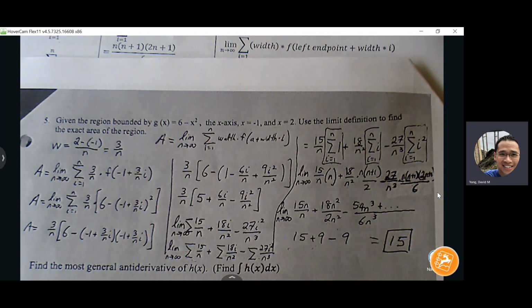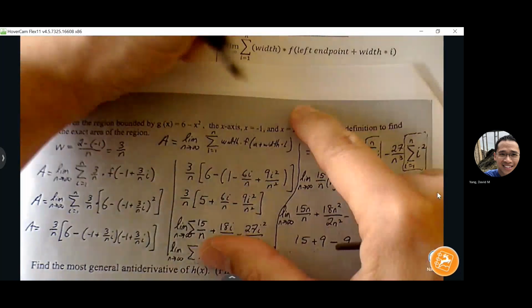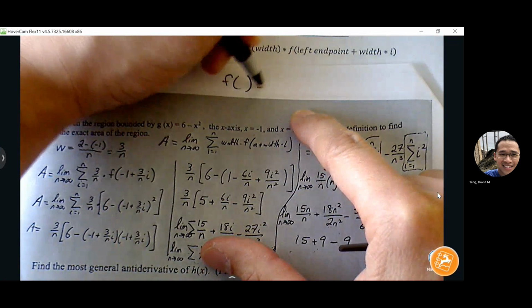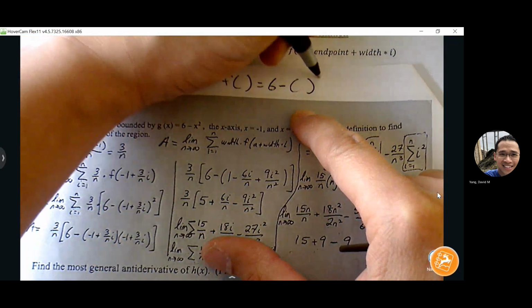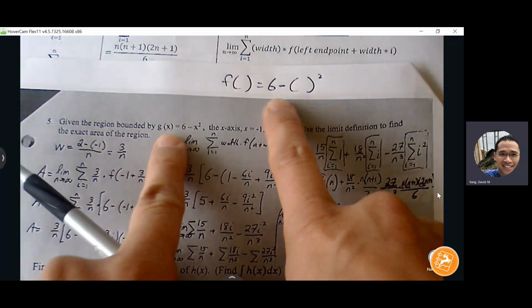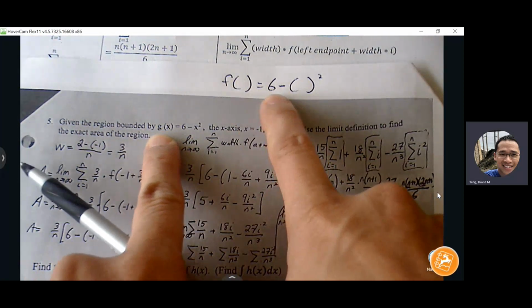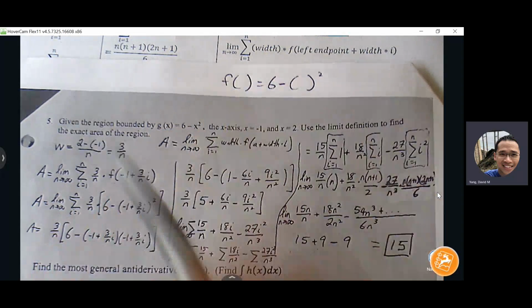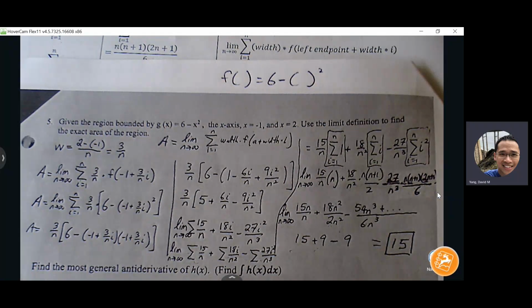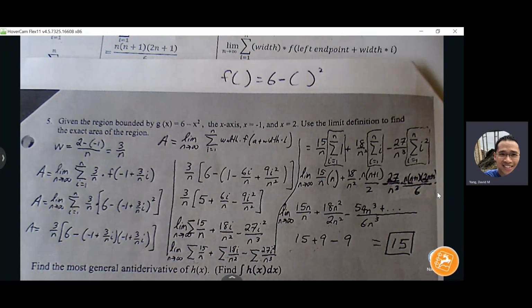Get this out of function notation. So 6 minus parentheses squared. Or g of x: rewrite your function with a space reserved for your arguments. Then your -1 plus 3 over n times i will get inserted into the space there. So 6 minus (-1 plus 3 over n times i) squared.